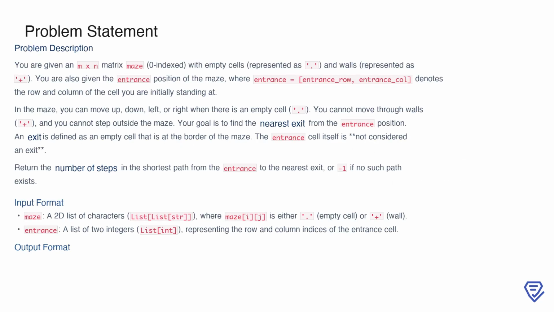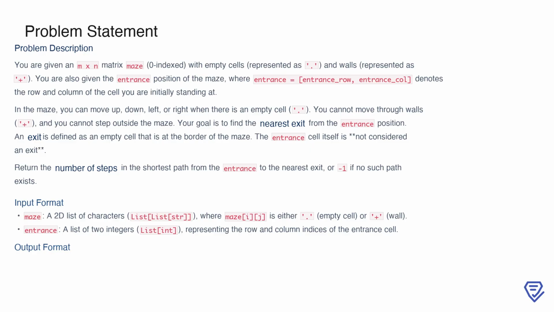In this problem, we are working with a maze represented by a grid of size m x n. Each cell in the maze is either an empty space, denoted by a dot, or a wall, denoted by a plus. You are provided with the starting position, called the entrance, which is a specific cell in the maze identified by its row and column indices. From the entrance, you can move in any of the four cardinal directions, up, down, left, or right, but only through empty cells. Walls cannot be traversed, and you must also stay within the boundaries of the maze.